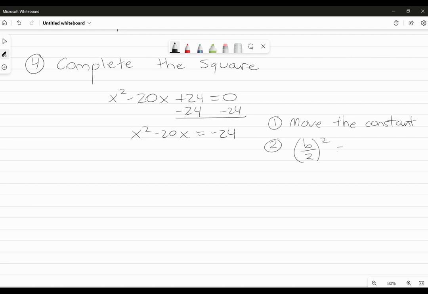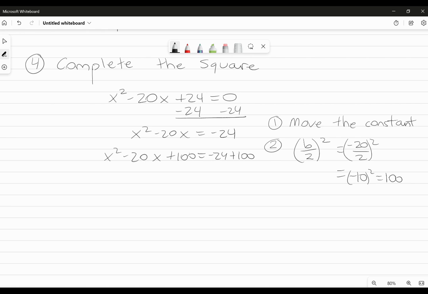So in this problem, it'd be negative 20 divided by 2, squared. Negative 20 divided by 2 is negative 10. 10 squared is 100. So if I add 100 to both sides of this equation, I'm going to do x squared minus 20x plus 100. This is an equivalent equation because I have not changed the value, or I've made it the same on both sides of the equation.